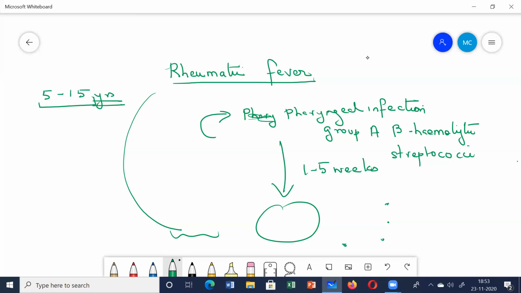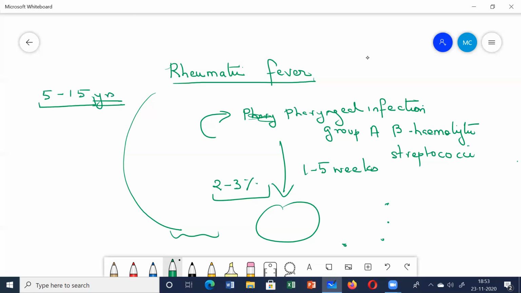And one more thing which might be coming in your head, that will all the patients who develop pharyngeal infection with beta hemolytic streptococci get rheumatic fever? No. Only 2 to 3% of the patients who get this pharyngeal infection with hemolytic streptococci develop rheumatic fever.